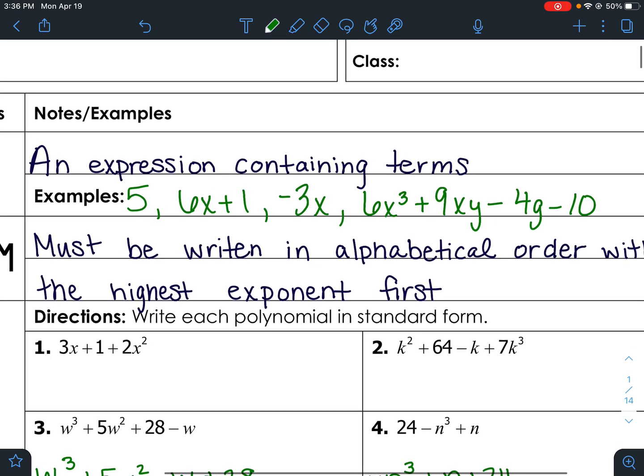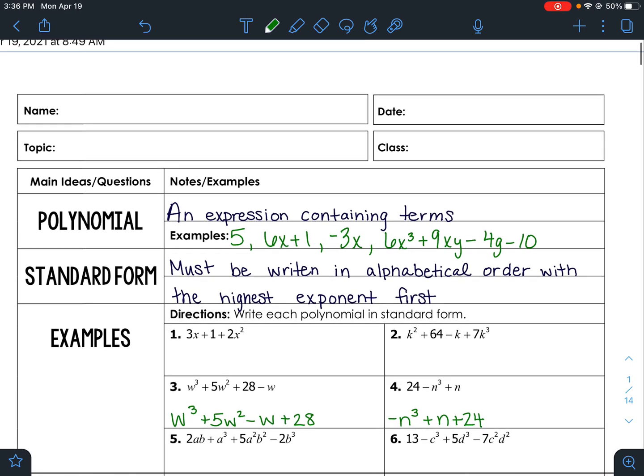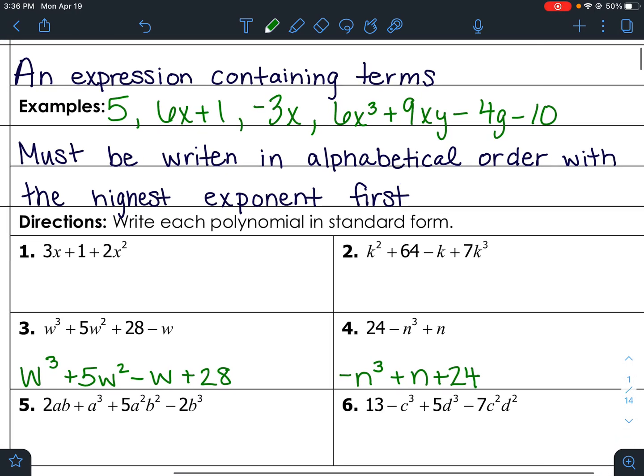So what is it like to put something in standard form? Standard form must be written in alphabetical order with the highest exponent first. So let's talk about what that looks like. Remember, exponents are those little numbers with variables. So first we need to talk about alphabetical. That's A to Z, A being first, Z being last.